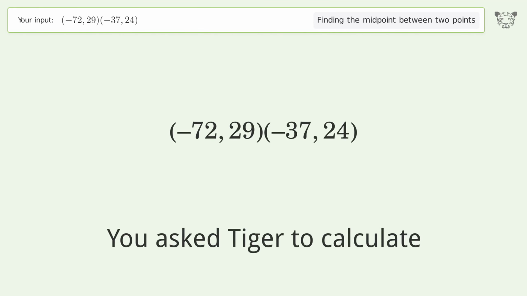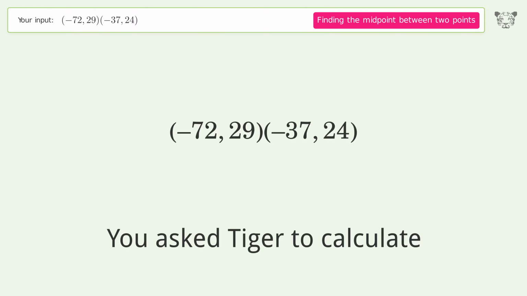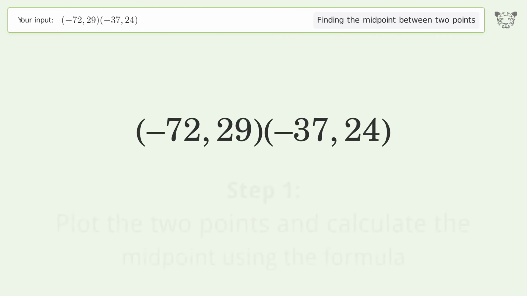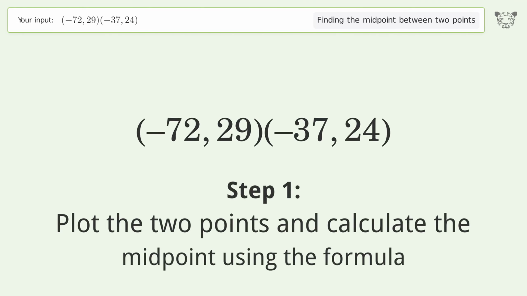You ask Tiger to calculate. This deals with finding the midpoint between 2 points. The midpoint between the 2 points is negative 54.5, 26.5. Let's solve it step by step. Plot the 2 points and calculate the midpoint using the formula.